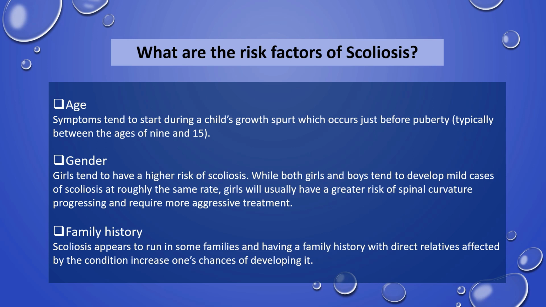What are the risk factors of scoliosis? Age. Symptoms tend to start during a child's growth spurt, which occurs just before puberty. Gender. Girls tend to have a higher risk of scoliosis, while both girls and boys tend to develop mild cases of scoliosis at roughly the same rate. Girls will usually have a greater risk of spinal curvature progressing and require more aggressive treatment. Family history. Scoliosis appears to run in some families, and having a family history with direct relatives affected by the condition increases one's chances of developing it.